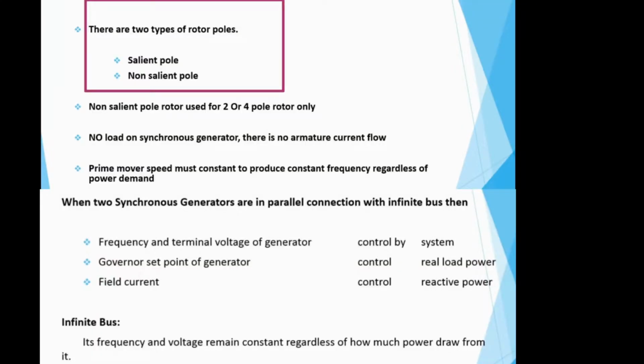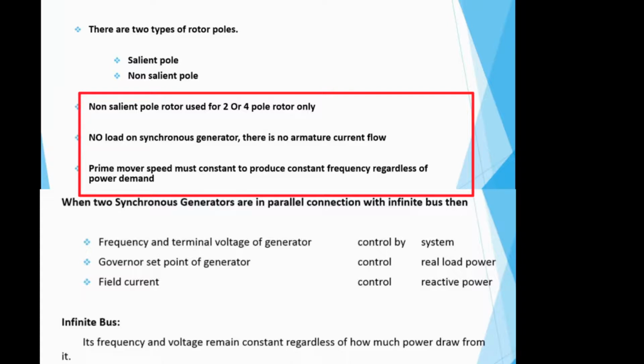There are two types of rotor. The first one is the salient pole rotor and the second one is the non-salient pole rotor. The non-salient pole, that is the turbo generator, is used for 2 to 3 poles. The salient pole is used for above 6 poles.